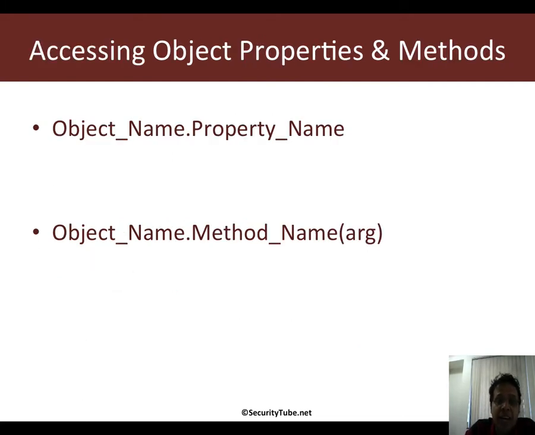Now how can we access object properties and methods? It's very simple. This happens with the dot notation. We can access a property with the object name dot the property name, and we can call a method by using object name dot method name followed by any arguments which that method may take. Now let's jump right in to an actual example to make things clearer.